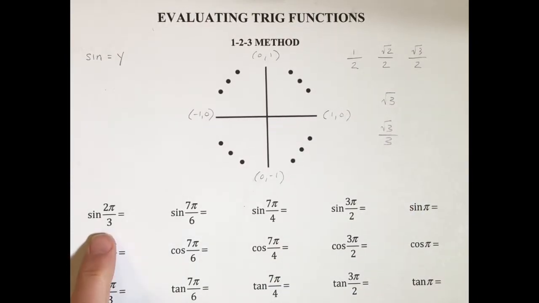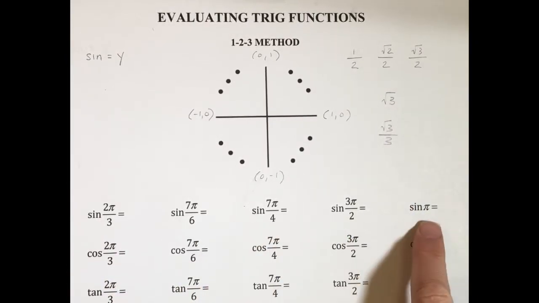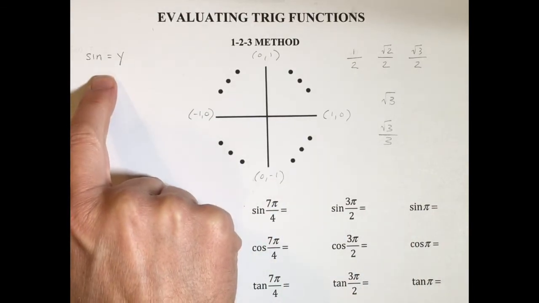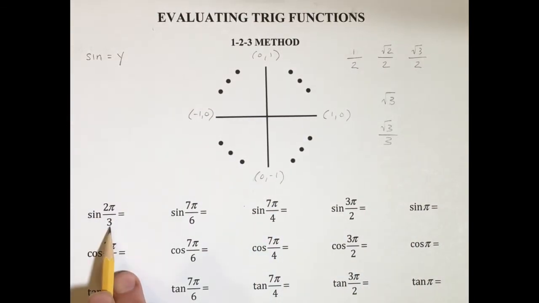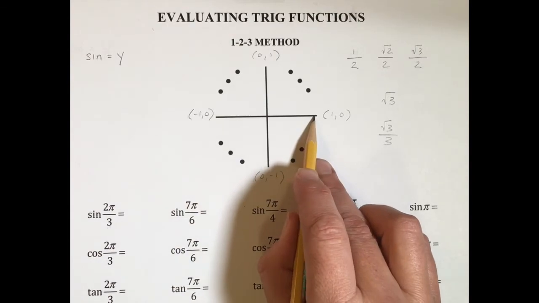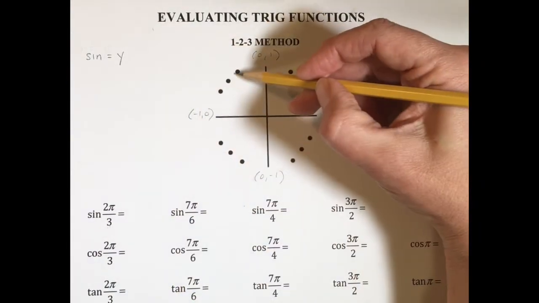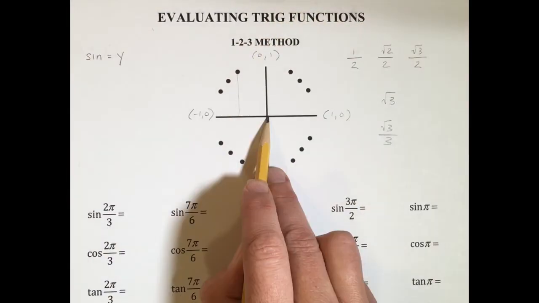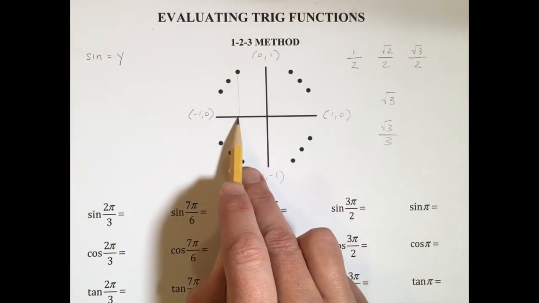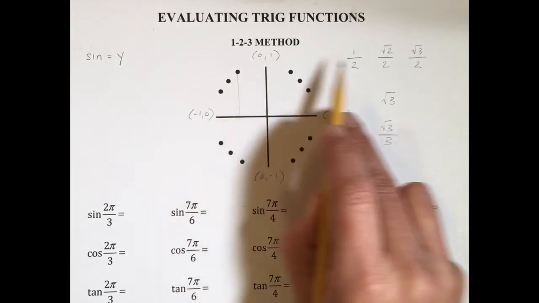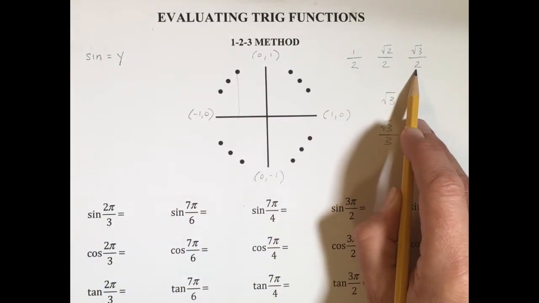Let's first learn how to evaluate sine of an angle. Sine is always the y value. So to evaluate sine of 2 pi over 3, I'll spin to 2 pi over 3, 1 pi over 3, 2 pi over 3, and I'm only concerned with the y value. To get to 2 pi over 3, you go over a little bit, but you go up a large amount. The large amount is radical 3 over 2.